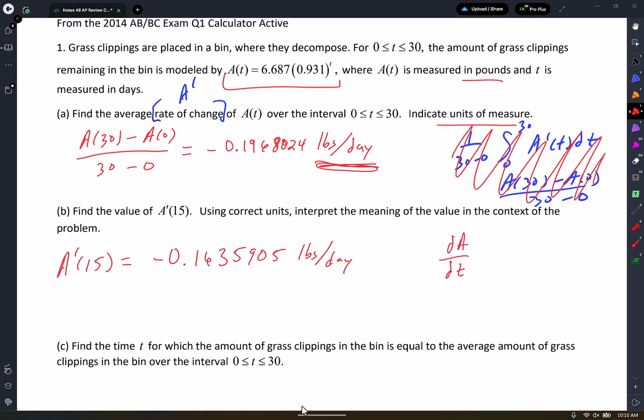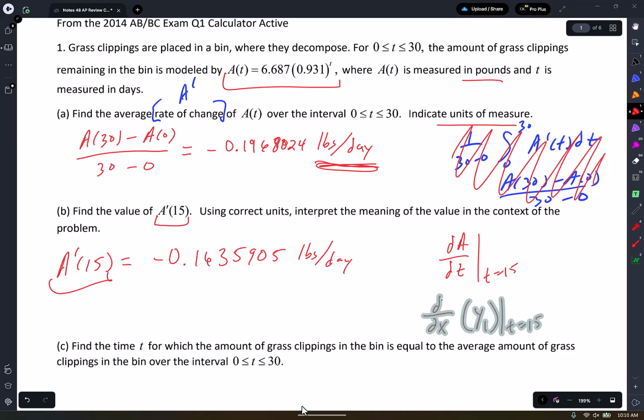At t equals 15, be careful with something sometimes you guys do. Does this look like calculator language to you? If it's calculator language, do you think they're going to give you the credit? No, do not use calculator language. They already wrote it here for you, A prime of 15. Just say A prime of 15 equals whatever it is. Let me write what this is. It is an instantaneous rate of change.